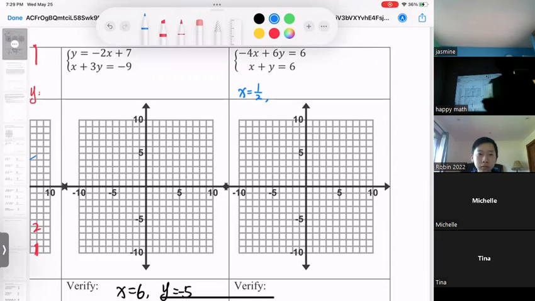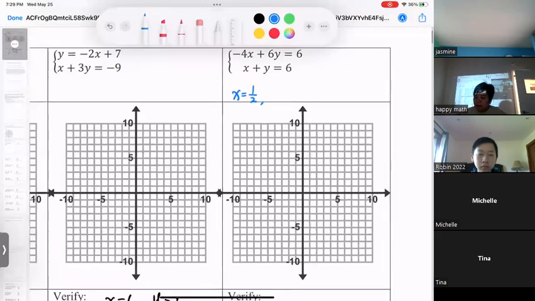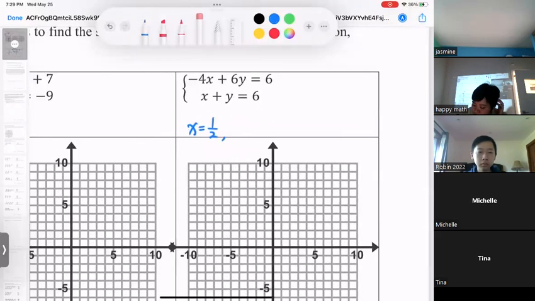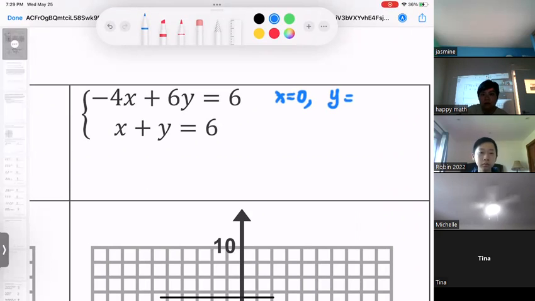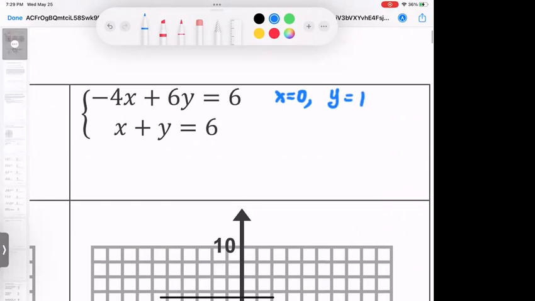So here, first, we work on negative 4x plus 6y equals 6. If I give x equals 0, what is y? Jasmine, when x equals 0, what is y? 1. That is 1, right? Can you tell me when y equals 0, what about x? Jasmine again?